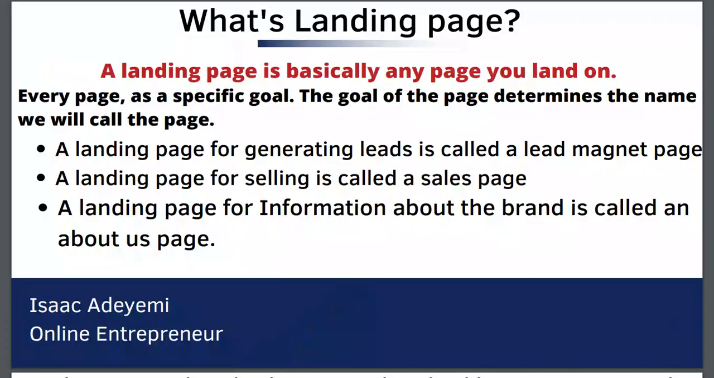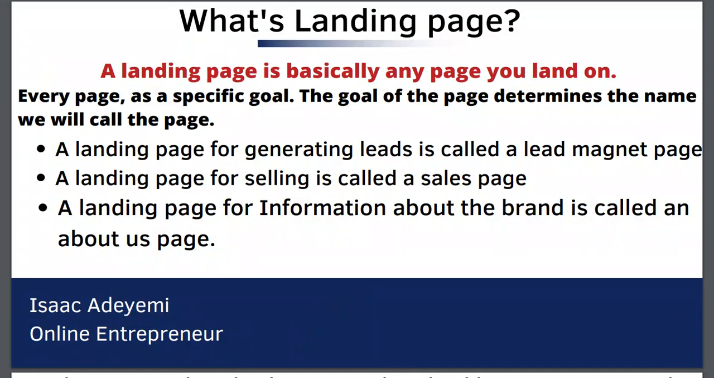So what is a landing page? A landing page is basically any page you land on. That's the basic meaning of landing page, that's why it is called a landing page. If you are doing research online, you click on a link and it takes you to another page, that page that you land on is basically called a landing page.